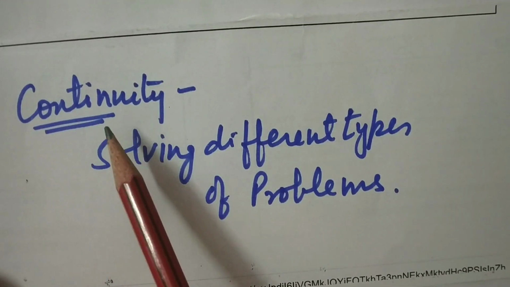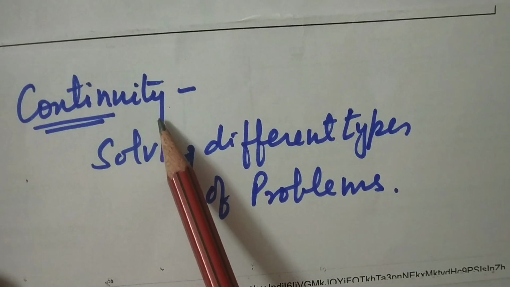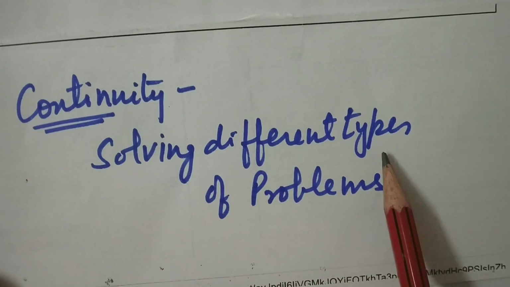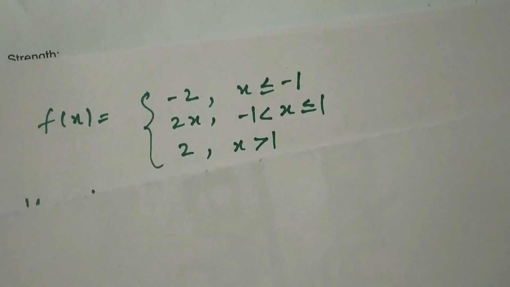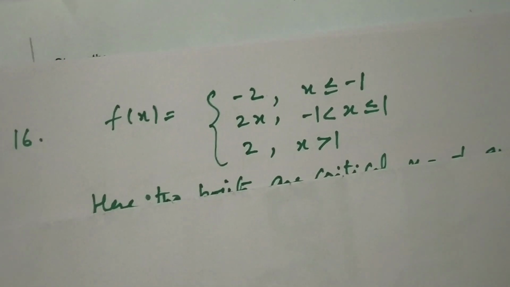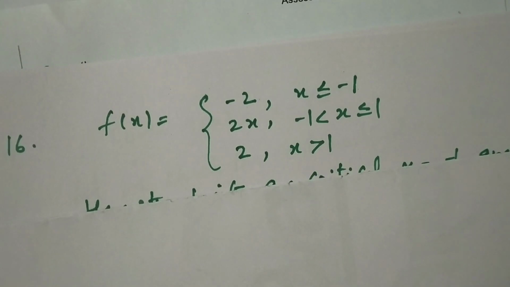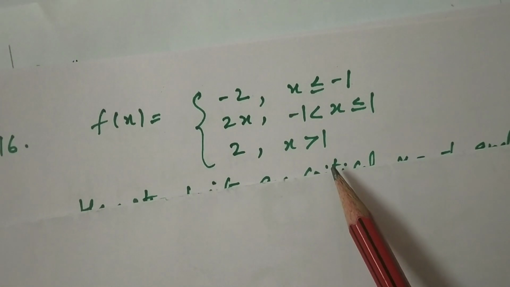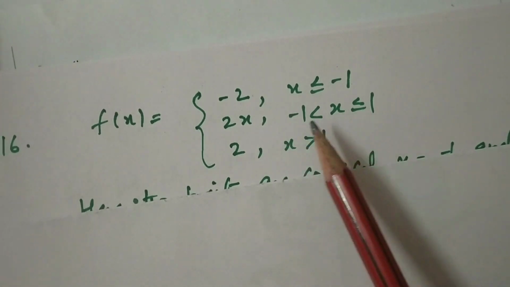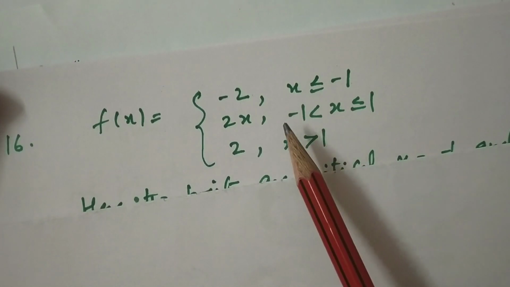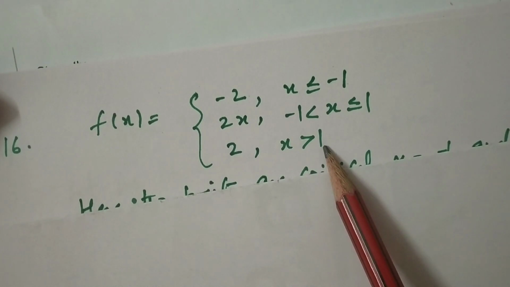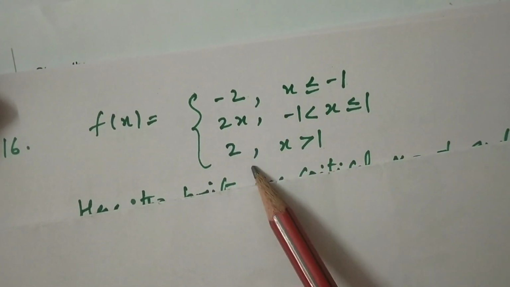Hello children, again we will start here some more problems of continuity which are of different kinds. I'll take the exercise 5.1 again and I start with the question number 16. Here a function is given as such. Now if I compare with the other kind of problems given in the exercise earlier, I can see here there are 3 points. I can see 3 different definitions are given.